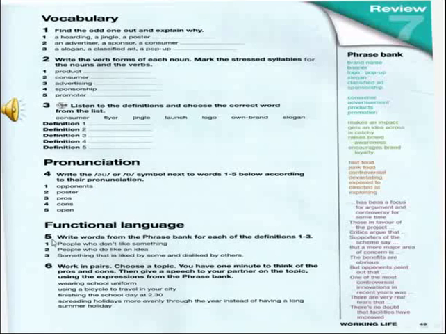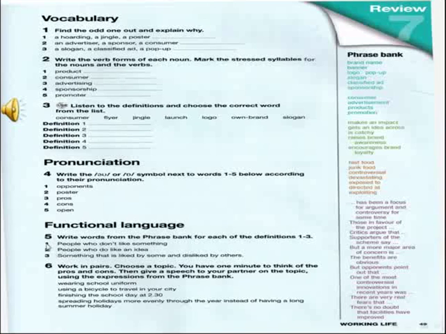Next, functional language. Exercise 5. Write words from the phrase bank here. The answer, you find it here. For each of the definitions 1, 2, 3, you read the definition and write what it is about from here. Now switch off the video. You do it on your own. After you finish, you switch on the video and listen to me.